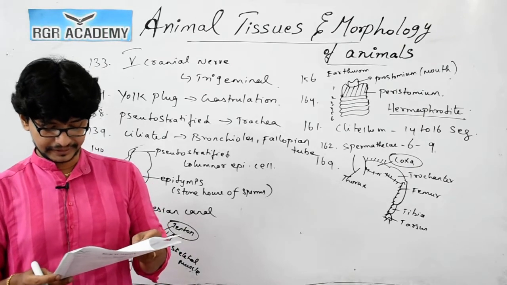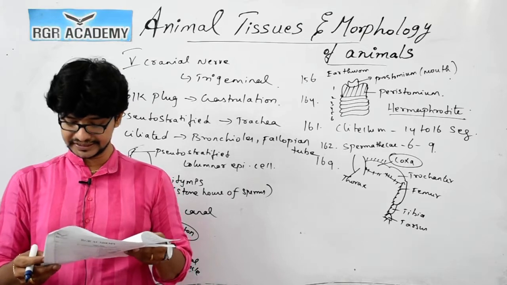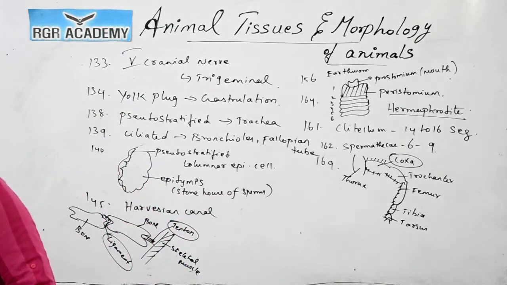So, 170. In cockroach, digestive juice is secreted by. How is the digestive juice secreted? It's secreted by hepatic caeca. So, option 1 is the correct answer.